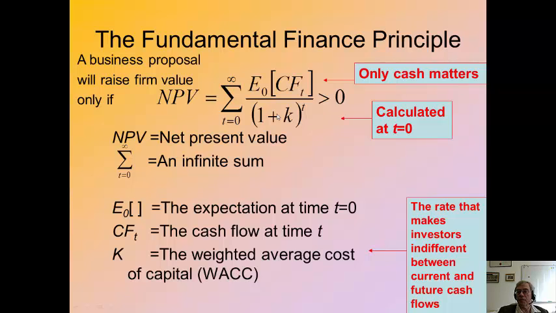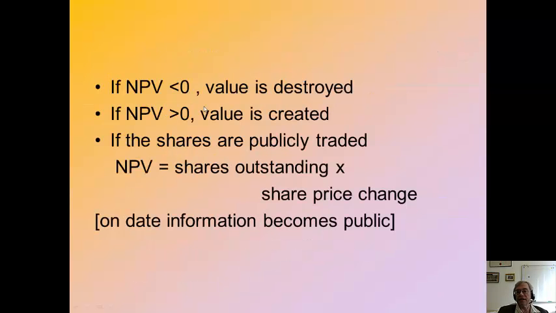Note that only cash matters. We bring it to present value, so we're bringing it back to time zero, and these are expectations. Within the numerator, this is the expectation at time zero of a future cash flow, so these are projections. Once again, if NPV is less than zero, value is destroyed. If NPV is greater than zero, value is created. If we're dealing with a company whose shares are publicly traded and the information becomes public on a given day, then the increase in the capitalization of the shares will equal the net present value of the project.